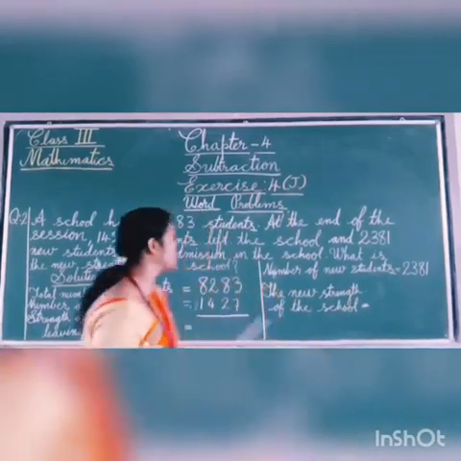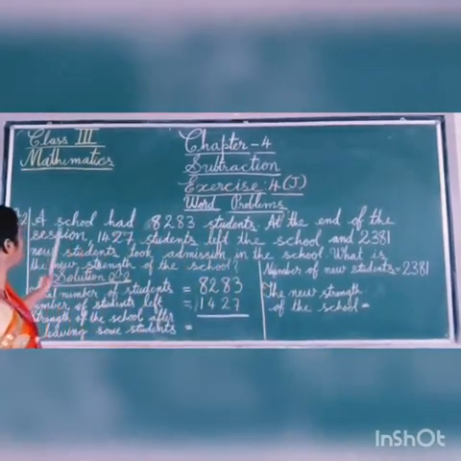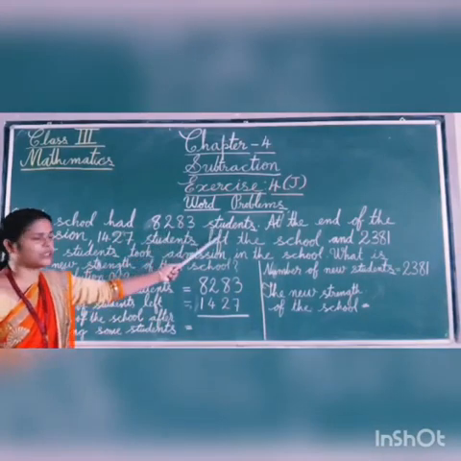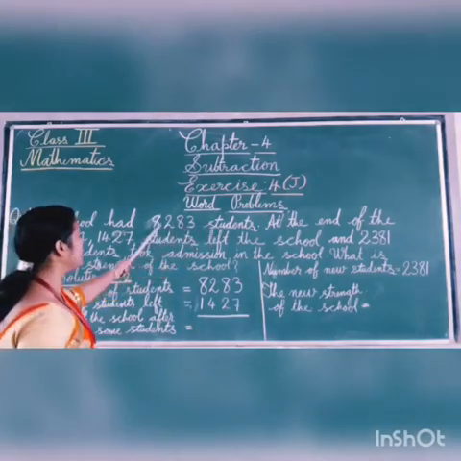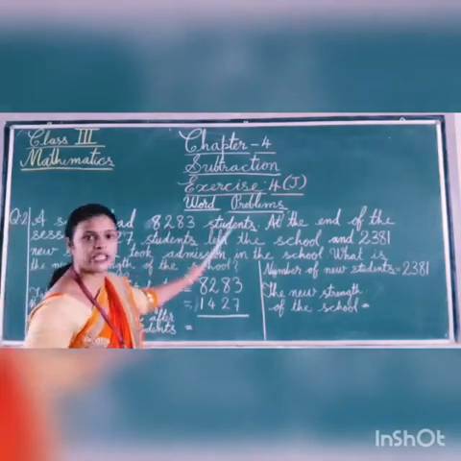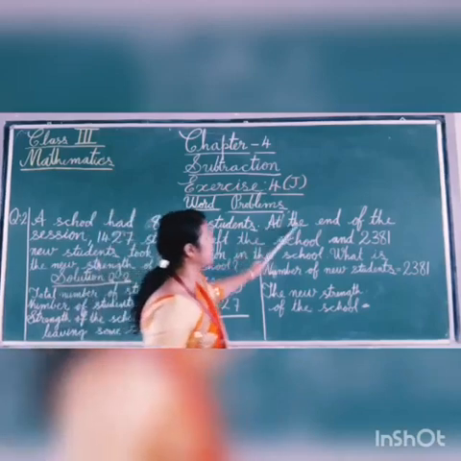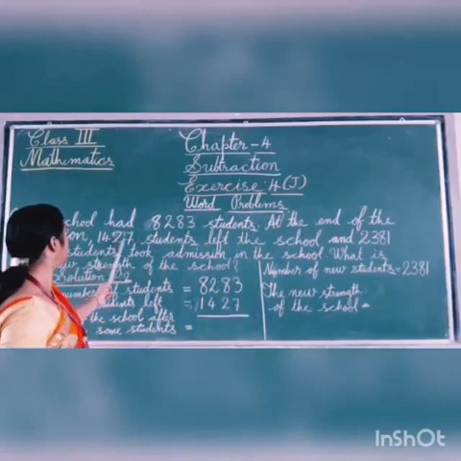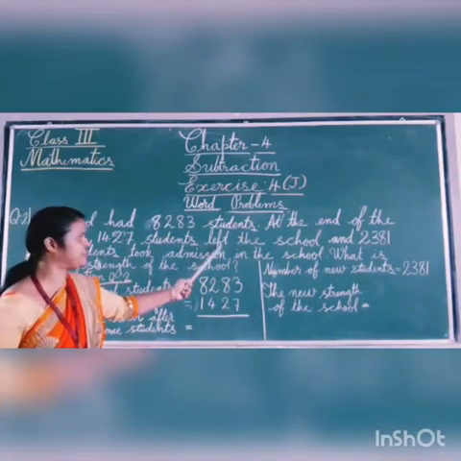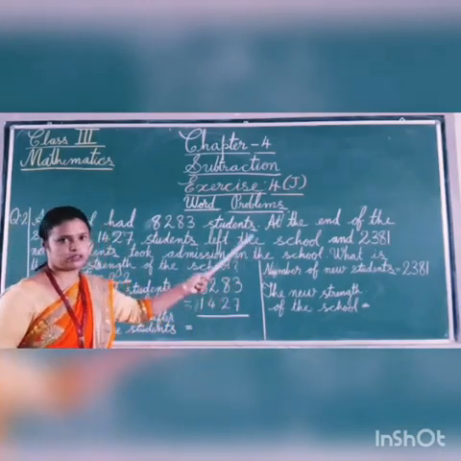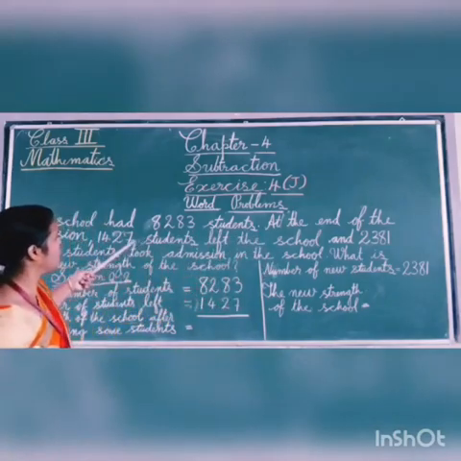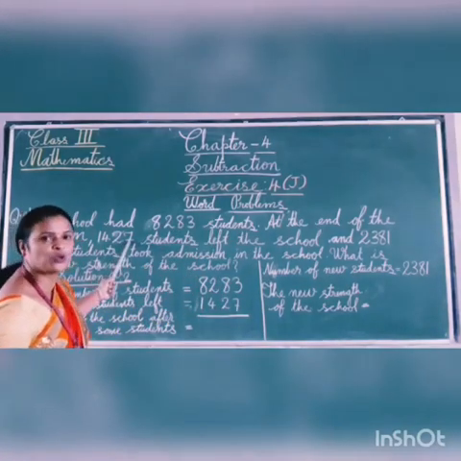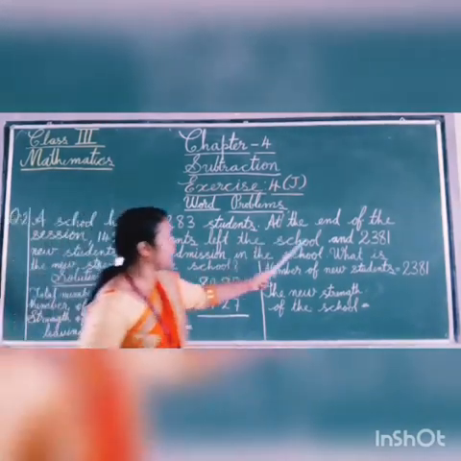Here is our second question. Let us read the question. A school had 8,283 students. At the end of the session, 1,427 students left the school, and 2,381 new students took admission in the school.